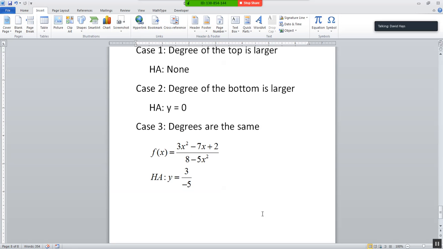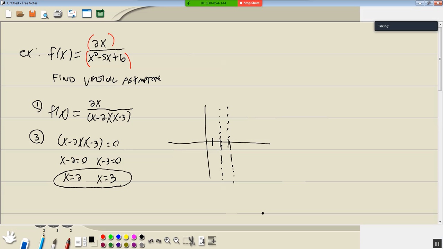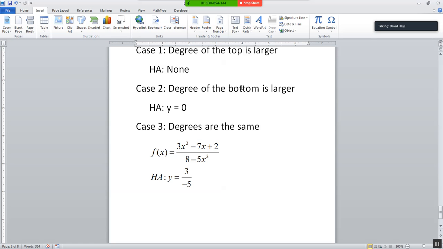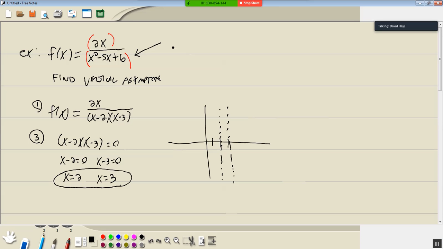So our horizontal asymptote will be y is equal to negative 3/5. This problem we just did here, degree of the bottom is larger. Degree of the top is 1, degree of the bottom is 2. So degree of the bottom is larger. That tells us the horizontal asymptote is y is equal to 0.